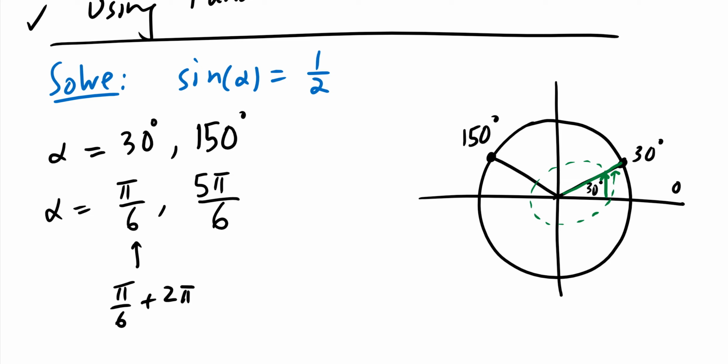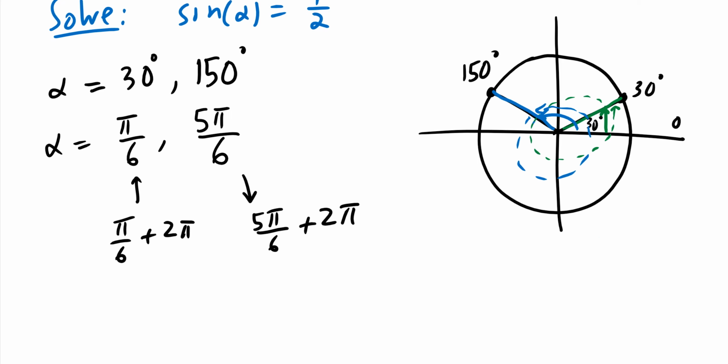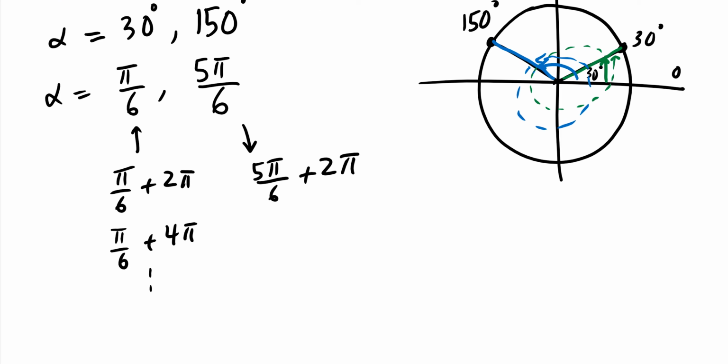Well, the same thing, if I'm traveling around, the first time you get to this terminal side, if you continue traveling around another 2 pi or 360, you're going to hit the same one. So I could take 5 pi over 6 plus 2 pi, and I'll get this again. Now what happens if I add another 2 pi? So pi over 6 plus 4 pi, another 2 pi, 6 pi. Same thing, 5 pi over 6 plus 4 pi, 6 pi, 8 pi.